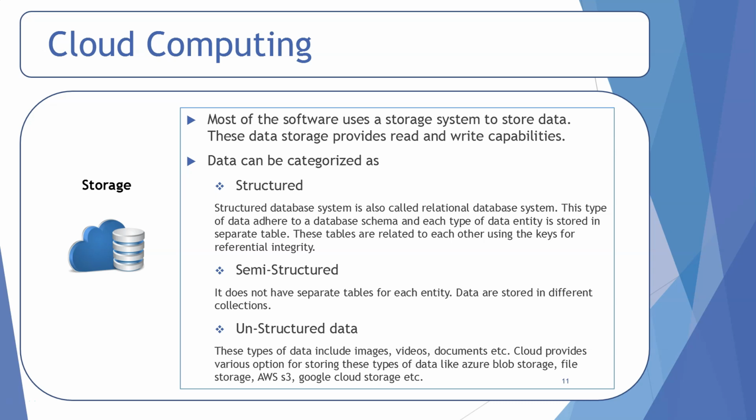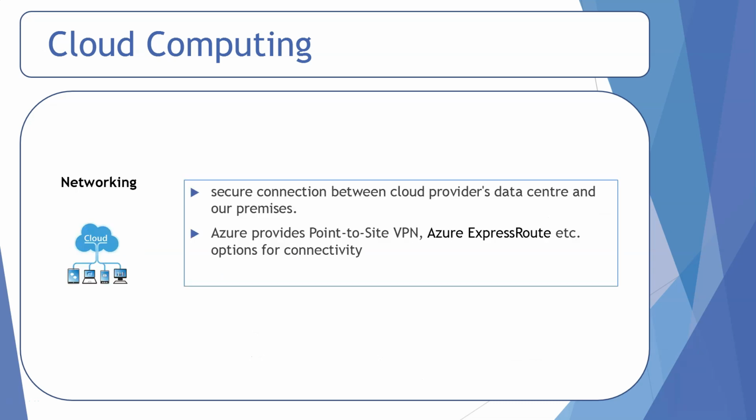Unstructured data is used to store images, videos, documents, etc. Cloud provides various options for storing these types of data like Azure Blob Storage, File Storage, AWS S3, Google Cloud Storage, etc. Networking services are used for secure connection between cloud service providers' data centers and our premises.